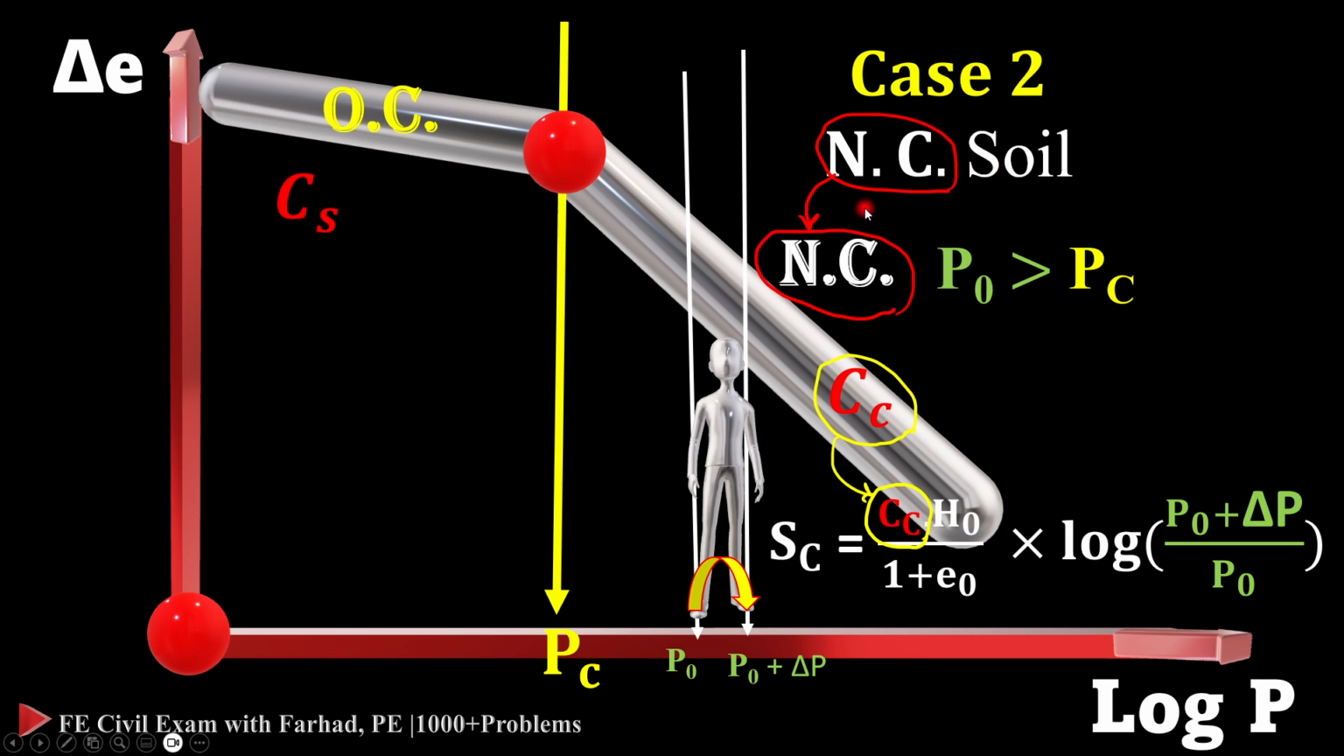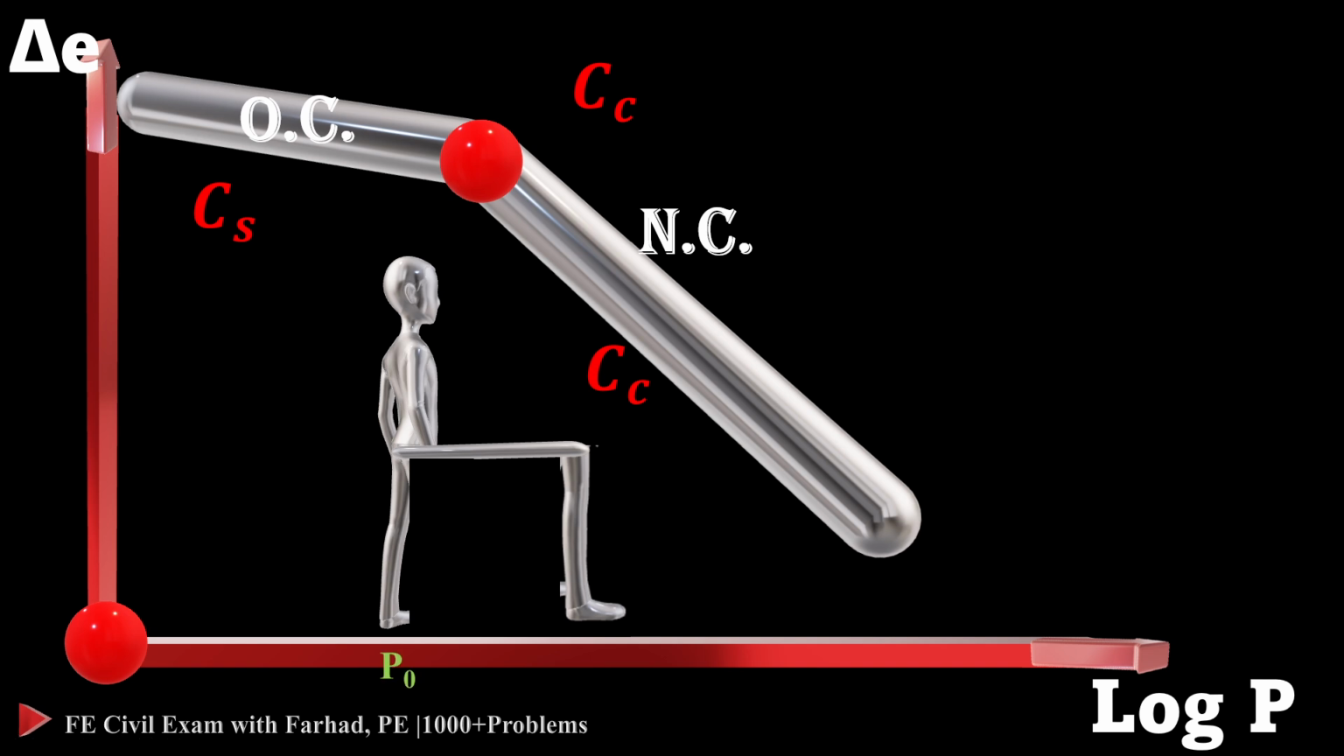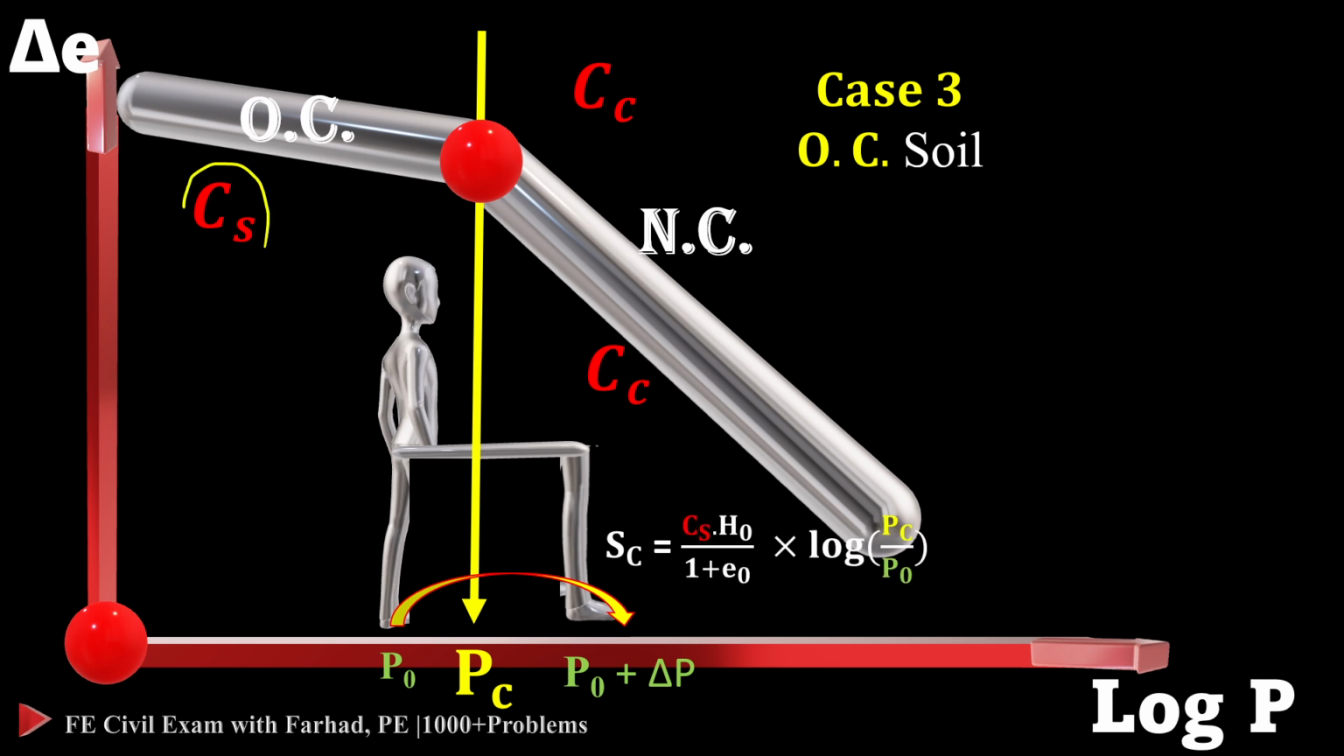Case 2 is normal consolidation, and then the final stage is case number 3. We also call that over consolidation because it starts in the over consolidation domain, but the difference of this scenario from case 1 is that the first foot stands before the PC, then the other foot goes beyond the PC. So for calculation of consolidation settlement, we have to dissect the formula to fit it into both domains.